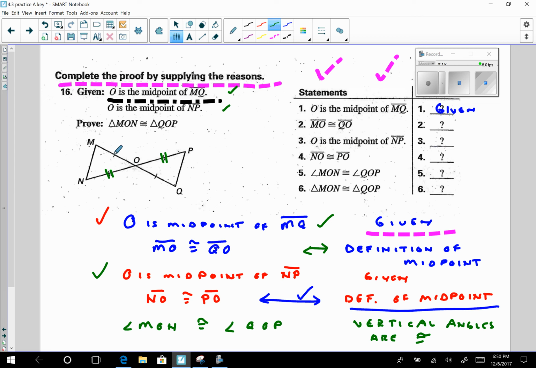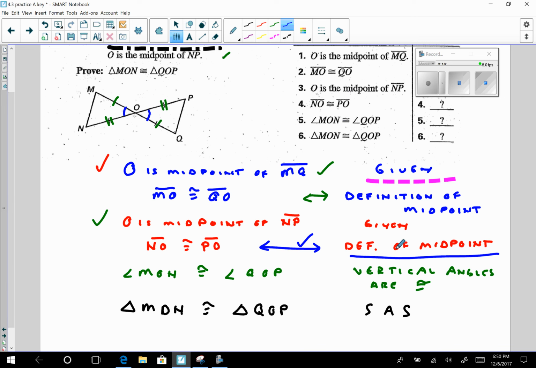So if I look here, thinking about my strategy, I have two pairs of congruent corresponding sides. Oh, and I also have the included angle of those two pairs of congruent sides, and those two angles are congruent. Why? Because of the property of vertical angles. So let's make that statement: angle MON is congruent to angle QOP. Why? Because of the property of vertical angles.